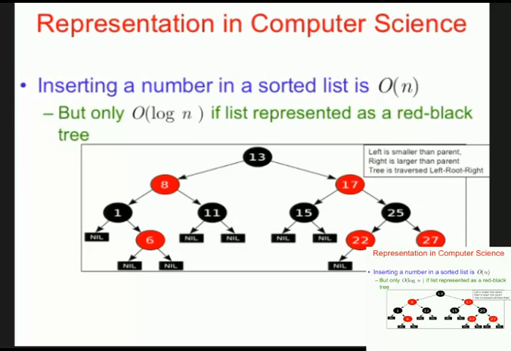But if you use a special thing called a red-black tree, where left is smaller than parent and right is larger than parent, and you organize it in this form of a red-black tree, then inserting an element becomes only order log n if it is represented like that. What's the lesson to be learned is that the representation can be important in efficiency.